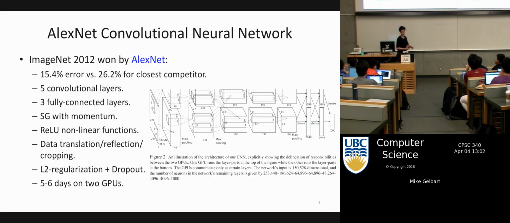So AlexNet used a whole bunch of things that we talked about, namely stochastic gradient, ReLUs, all this other fancy stuff, and also ran it on GPUs, which is something I want to talk about today.